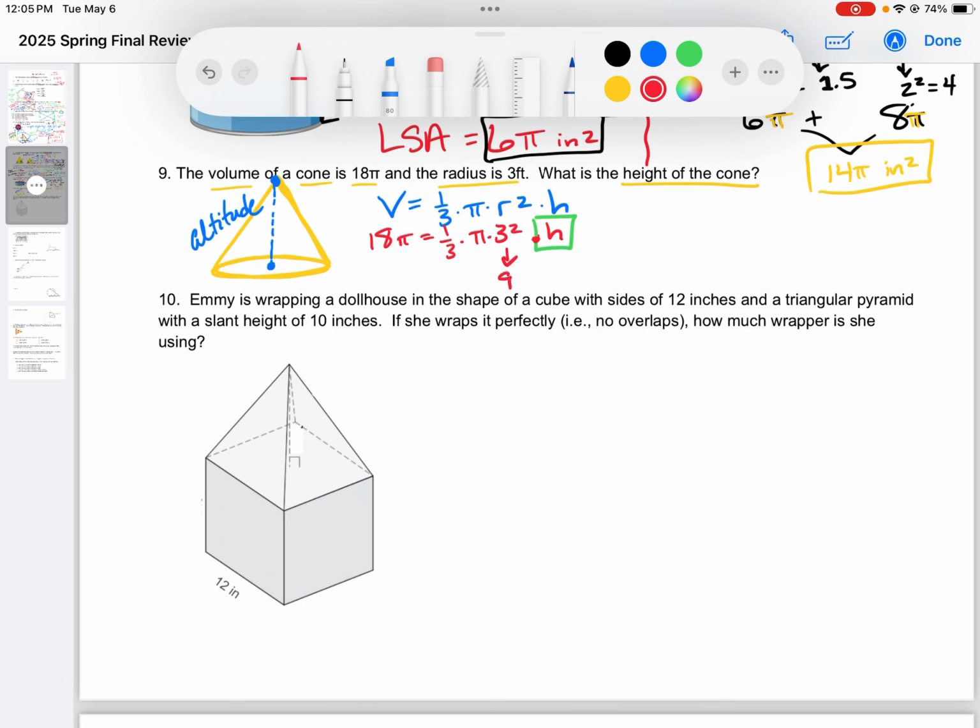Let's go ahead and simplify what we can on the right side. We can square 3, which is 9, and we can multiply it by 1/3, which is 3. So just to clean up what we have, 18 pi equals 3 pi h. We're still trying to figure out h, so we want to get this 3 pi and move it to the other side using division. So when you divide a pi by a pi, they cancel out, and 18 over 3 is 6. So our height is 6 feet. The end.